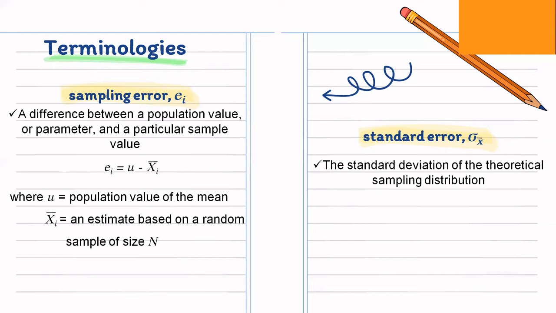The standard deviation of the theoretical sampling distribution of the mean is represented by the symbol sigma naught. In practice, the standard deviation must be estimated from sample data. These estimates, in the case of the mean, may be represented by the symbol S naught.